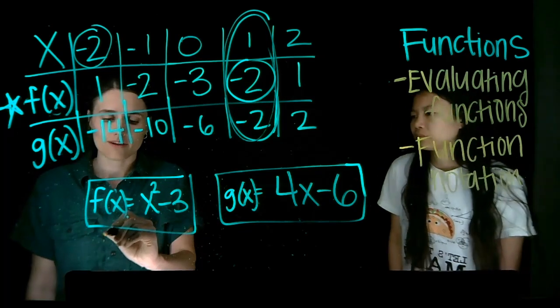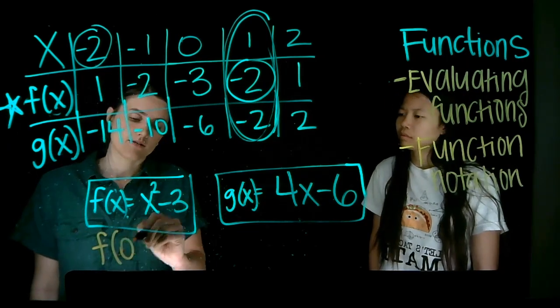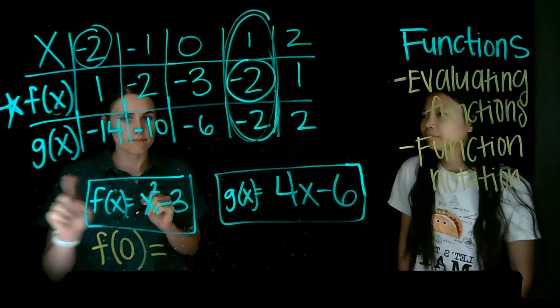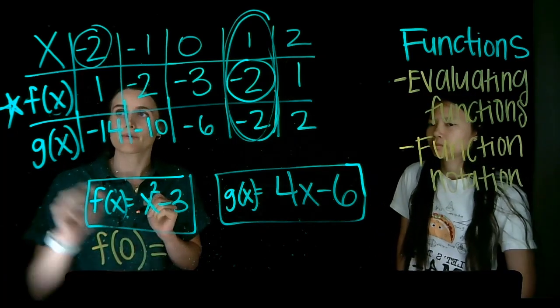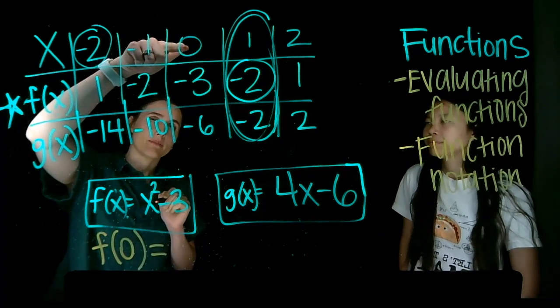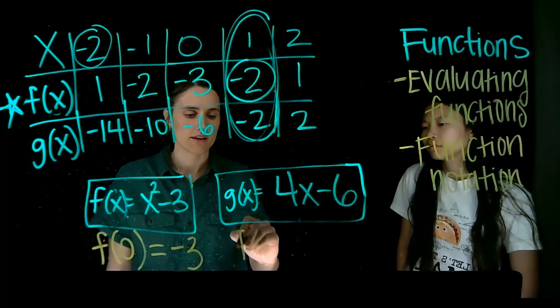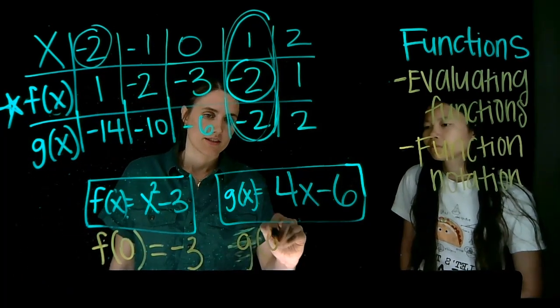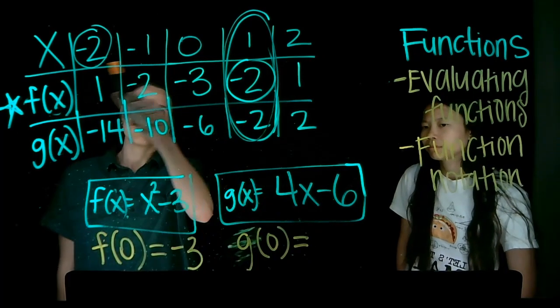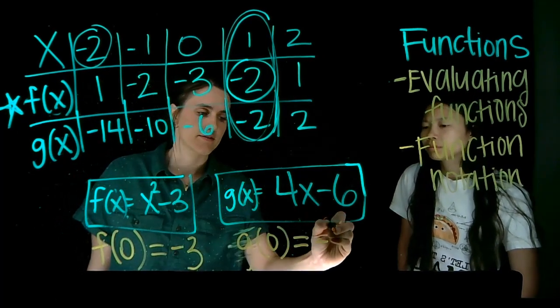What if we instead were given f of 0? Then this is asking when my input is 0, what is my output? We can look at our table, and my input is 0, my output is -3. And then we can do that over here as well. G of 0, if we look at our input, g of 0 is -6.